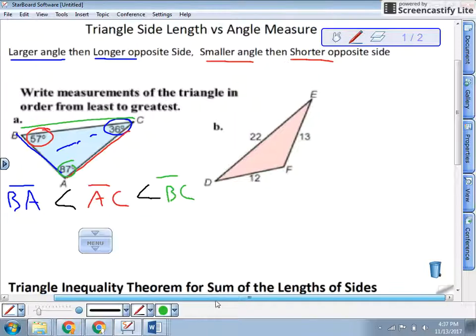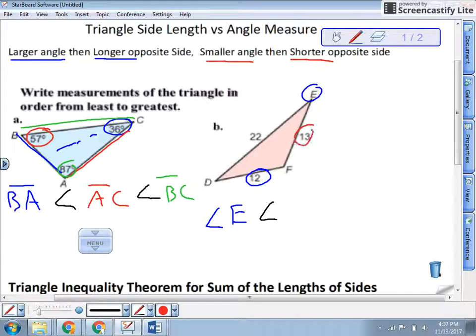Now let's do the same thing, but now they give us the side lengths and we're going to find the angles. If we want the smallest angle, we have to find the smallest side. So here is the smallest side. Which angle is across from that? Well, that's angle E. So angle E is the least, so it's going to be less than. What's the next smallest side?